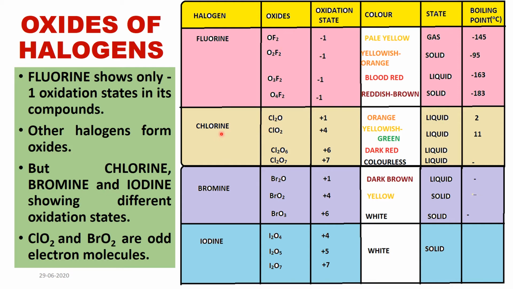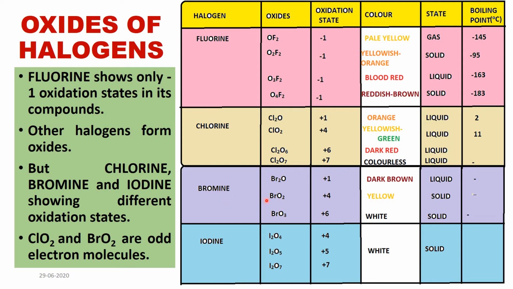In the case of chlorine, it forms Cl2O, the oxidation state is +1 and it has an orange color, it is in the liquid state. Chlorine dioxide, in which the chlorine has +4 oxidation state, it is a yellowish green liquid, and Cl2O6, the chlorine has a +6 oxidation state, it is a dark red liquid, and chlorine heptoxide has a +7 oxidation state, it is a colorless liquid.